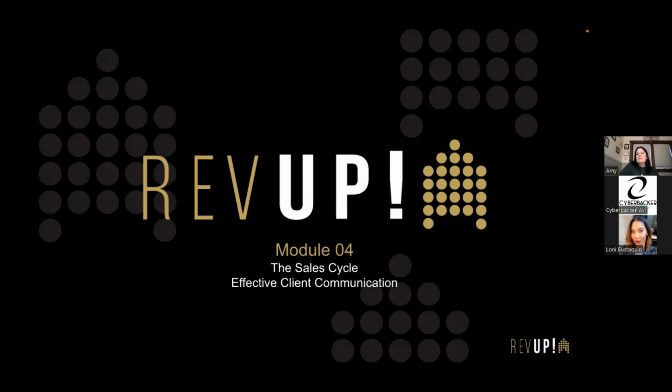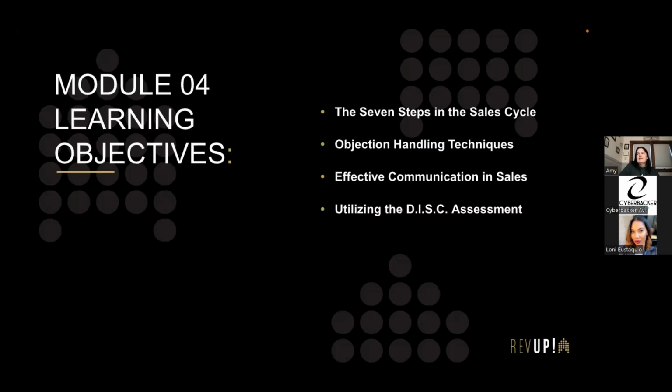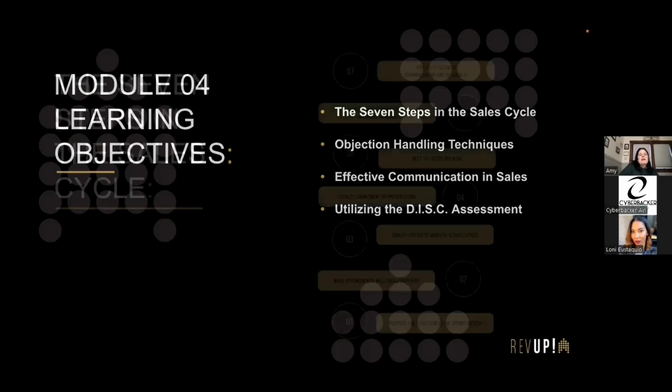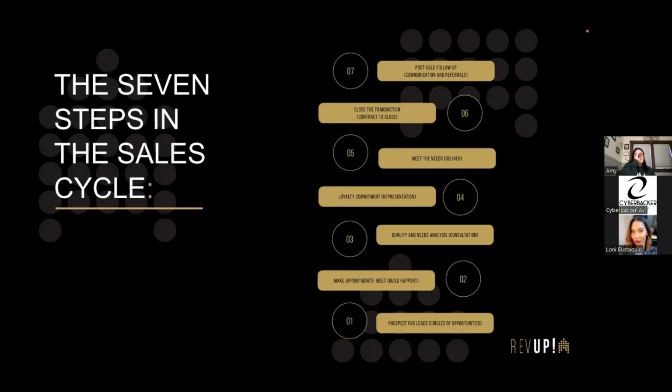So here we go, if I can get it to change slides. The learning objectives for today are we're going to cover the 7 simple steps in the sales cycle, objection handling techniques, effective communication in sales, and then utilizing that DISC assessment, which is the personality profile assessment. So we'll hop right in with the 7 steps in the sales cycle.